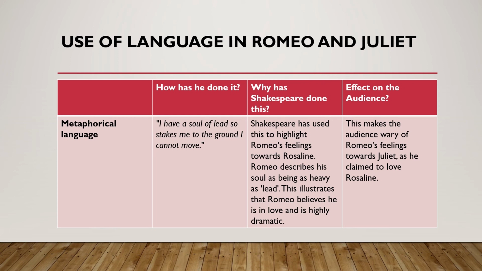Romeo describes his soul as being heavy as lead. This illustrates that Romeo believes he is in love, and it also tells us that Romeo is particularly dramatic. This makes the audience wary of Romeo's feelings towards Juliet, as he claimed to love Rosaline like 5 minutes ago, and he was prepared to do anything to be with Rosaline, and he was obsessed with her, and she was the most perfect woman in the entire world, and then along comes Juliet, and he's like, who's Rosaline?